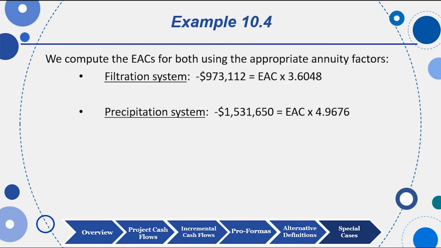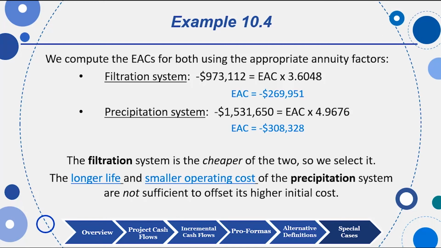And then I have to look at that on an annual basis. So I take that and I calculate that EAC using the total cost, but bringing it back to an annual basis, on a net present value basis, and I get an EAC of negative almost $270,000 for the filtration system on an annual basis, and $308,000 for the precipitation system. So we see that of the two, we want to take the lower equivalent annual cost, and we'll pick the filtration system.